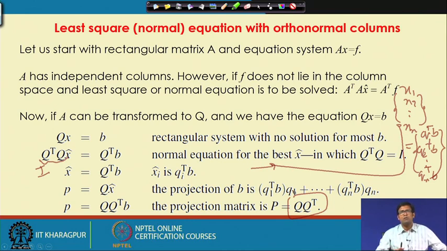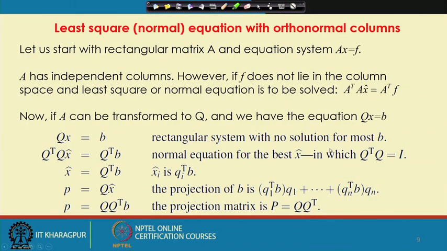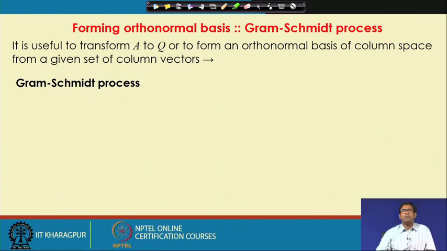However, what we can see is that the least squares or normal equations become very simple to solve if we can express A as Q. That gives us the next drive: can we transform A to Q, or form an orthonormal basis of the column space from a given set of column vectors? We have a set of column vectors forming a basis of the column space which are not orthogonal. So, we cannot write Qx = b and solve it very easily. We have A x tilde = f, and then we have to solve the normal equation A transpose A x tilde = A transpose b. We will come into it later that solving the normal equation, especially when we use iterative methods, has certain implications.